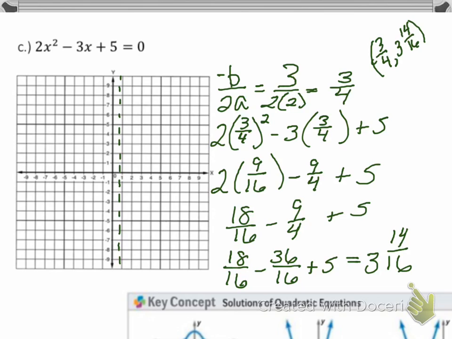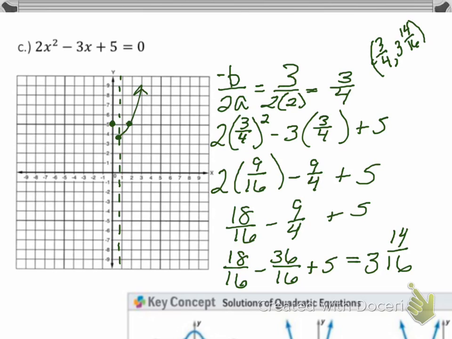So we're just going to estimate where that is. So let's see, that'll be about right there. Here's my vertex. And I know my y-intercept is at 5 because that's my c value. And I'll reflect that, so it's about over here somewhere.